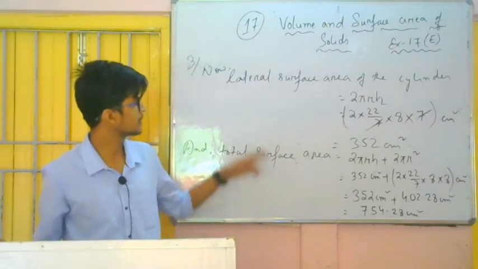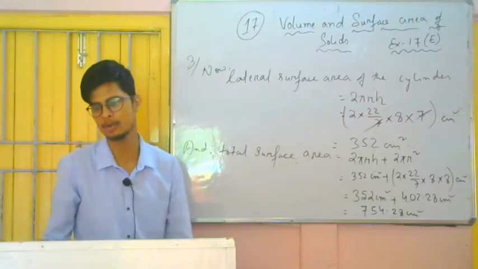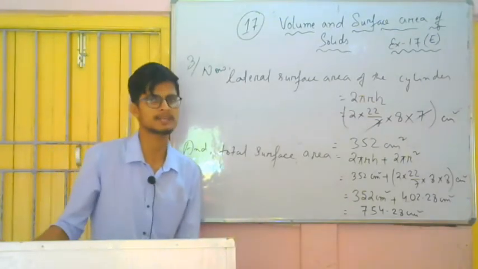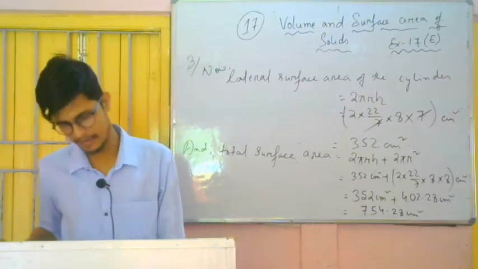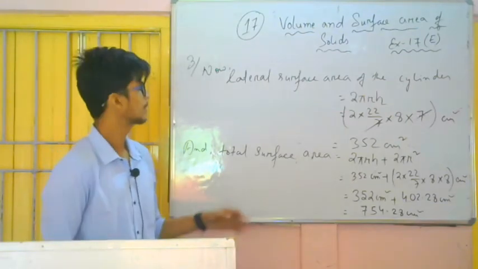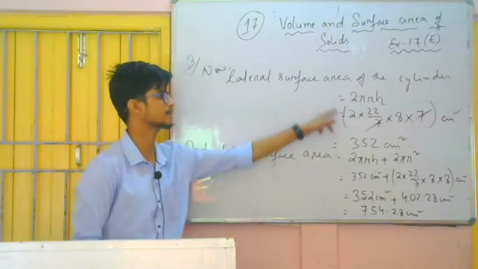Then you write this formula, curved surface area formula. You know it is 2 pi r h. You put the value, you will get the answer. Only question is to find the curved surface area. So it is 2 pi r h. First of all, you find the value of h, and then you put it in this formula, curved surface area 2 pi r h, and you will get one answer.